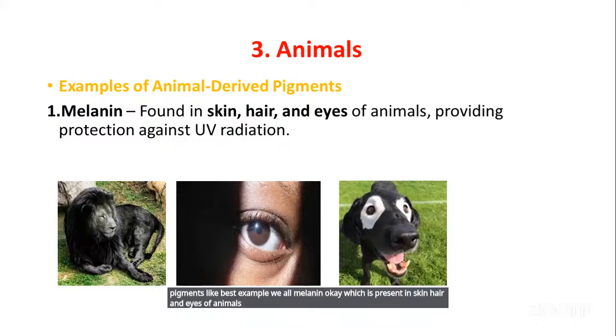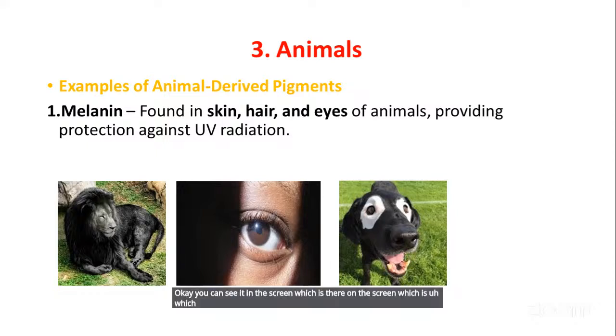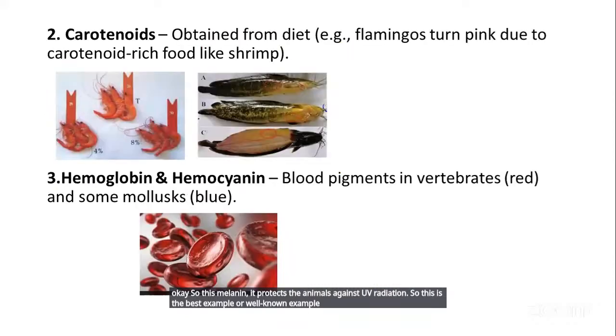You can see it on the screen. This melanin protects animals against UV radiation. So this is the best-known example of an animal pigment. Now some more examples are there, like carotenoids.